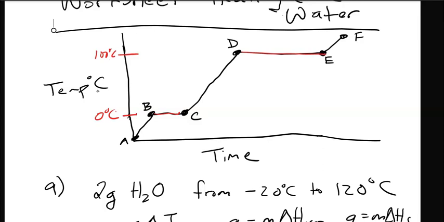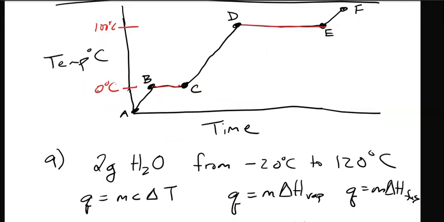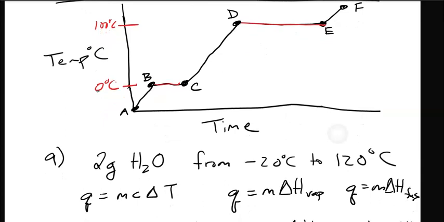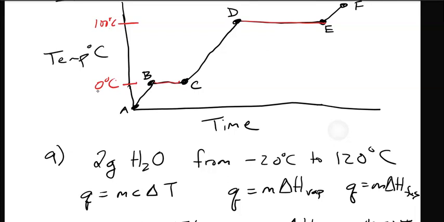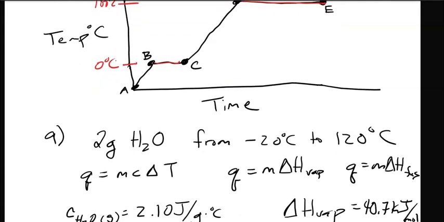So I think at this point, now that you understand the 5 main parts of a typical heating curve for a substance, I wanted to do example problem number 9 from your worksheet. So let your eyes drift down to the bottom of the page, and you'll see example number 9. It says that you have a 2-gram sample of water, and it's being heated from negative 20 degrees Celsius up to 120 degrees Celsius.